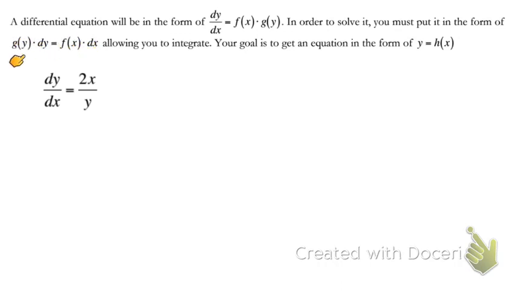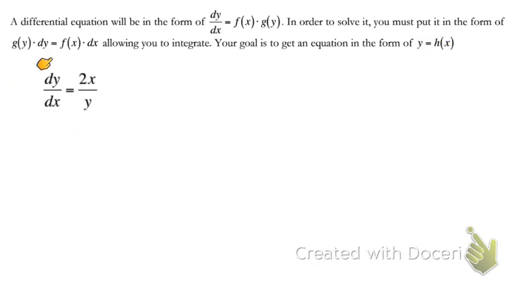So all the variables that have y's should be on one side, and all the variables that have x's should be on the other side. When we do that, it allows us to integrate, because now we only have x's on the right and we only have y's on the left. Our goal is to integrate both sides in order to get an equation that is solved for y by itself, a function that's just in terms of x.